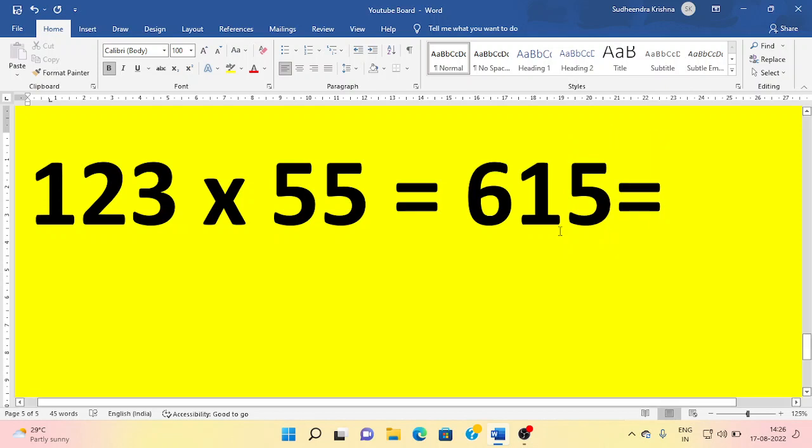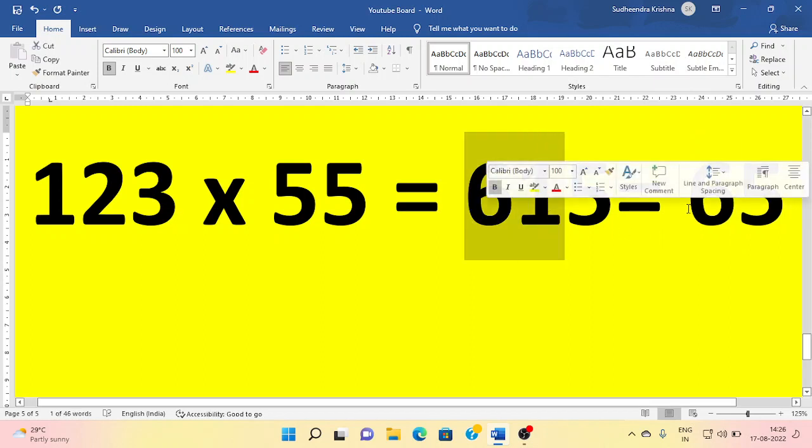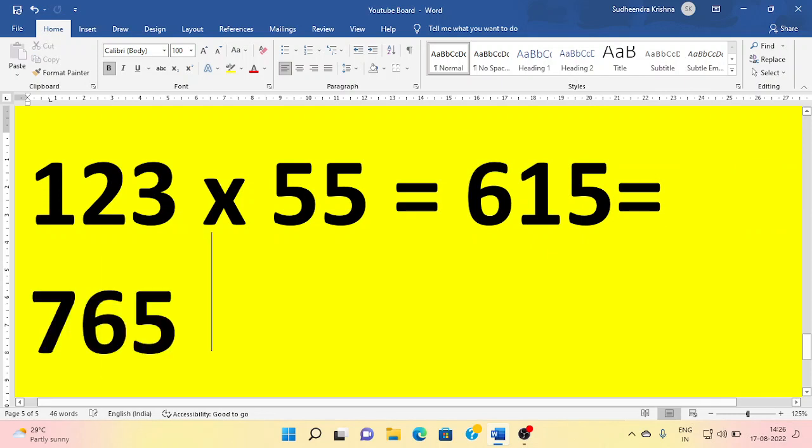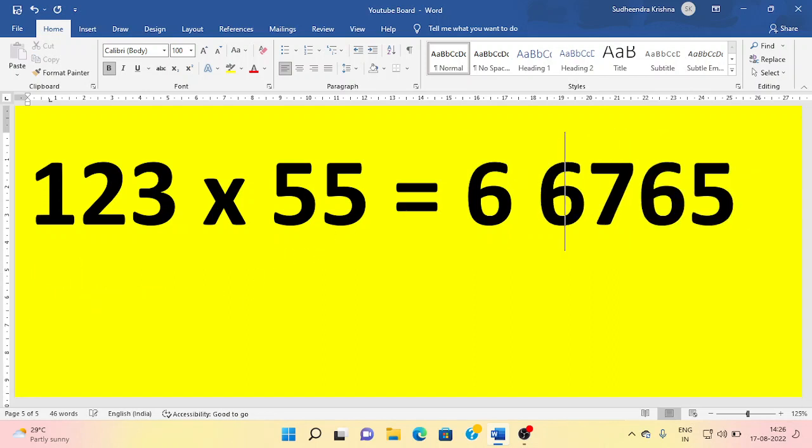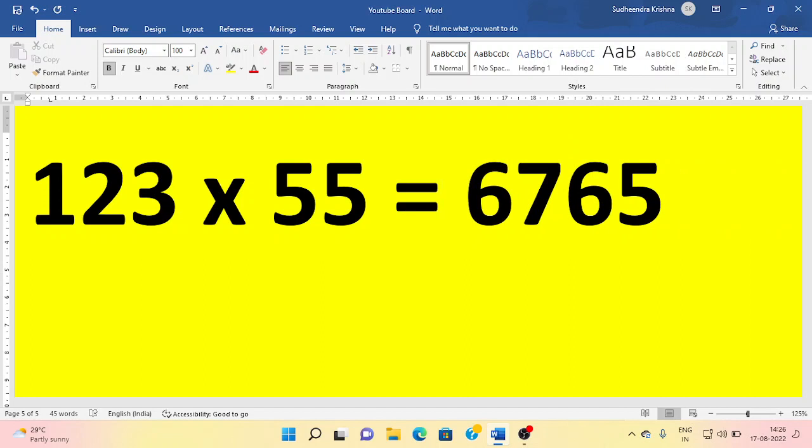Now what you do is, put this 5 as it is. Now add 1 and 5. 1 plus 5 is 6. Now you add 6 and 1. 6 plus 1 is 7. Okay, now you put this 6 as it is. So this is the required answer. So 123 into 55 is equal to 6765. It's as simple as this.